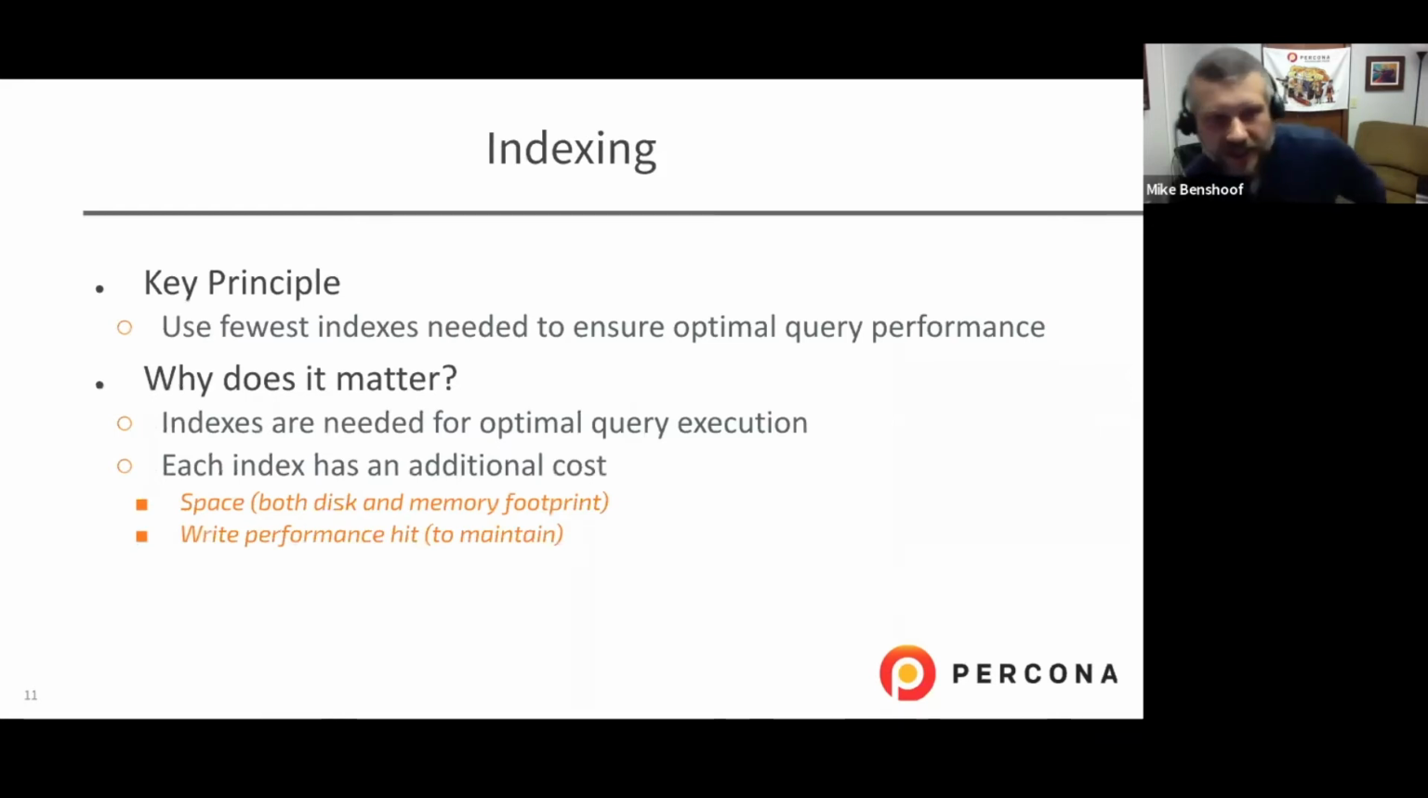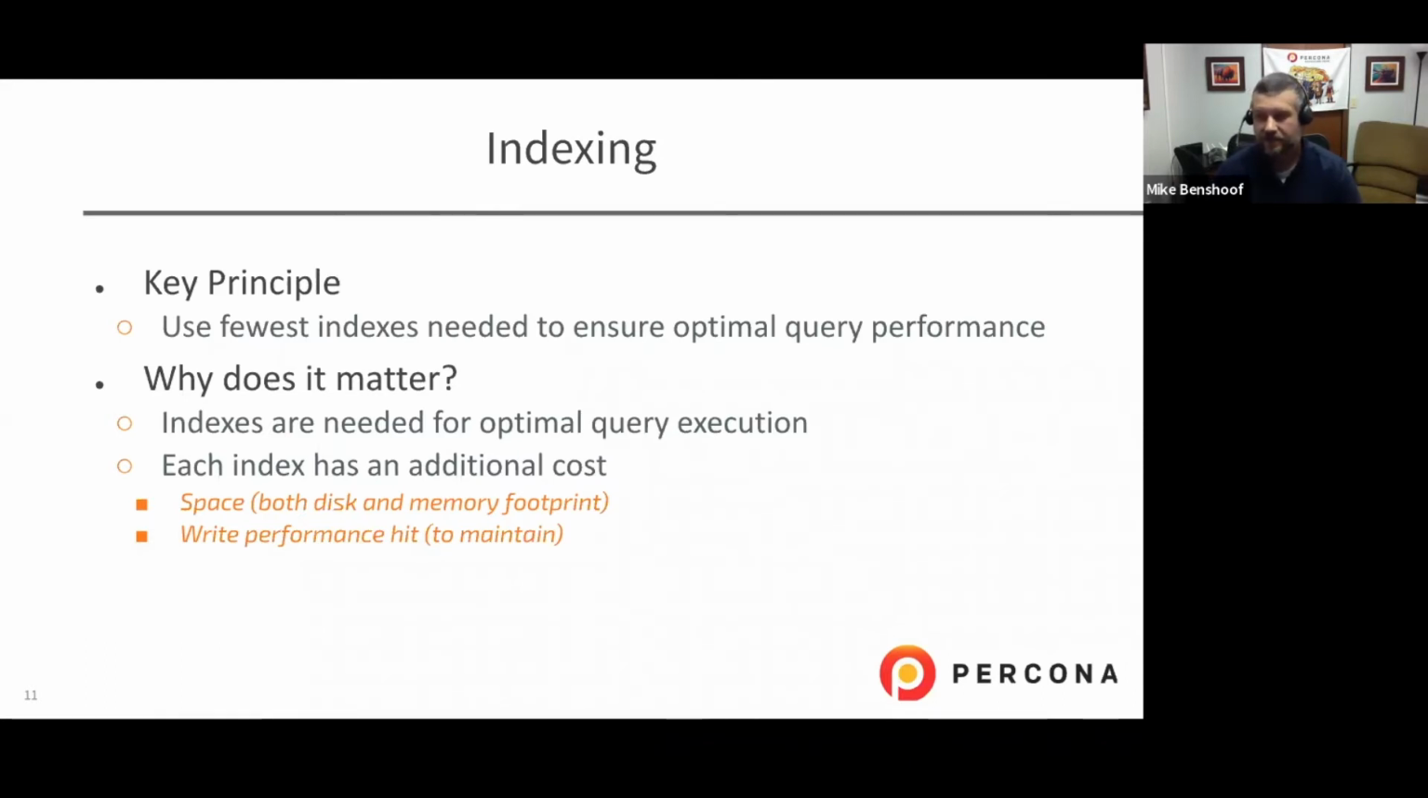So when we look at indexing, the key principle that we want to focus on is using the fewest possible indexes that we need to ensure optimal performance, but making sure that we are indexing things that need to be indexed, right? So again, we don't want to over-index and we don't want to under-index. This is a piece that needs continual review. You want to make sure you're not being hit with performance problems because you're missing indexes, but you also don't want to have a whole bunch of indexes that you're not using. And why does this matter?